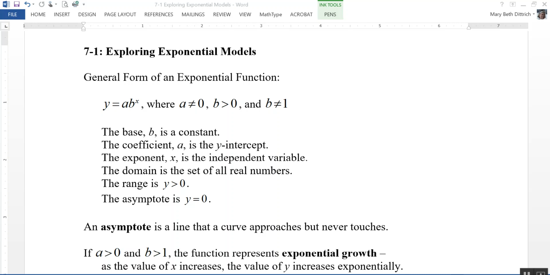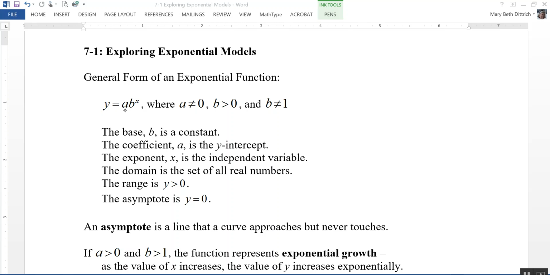Section 7.1 is on exploring exponential models. The general form of an exponential function is as follows. Y equals a times b to the x, where a is not equal to 0, b is greater than 0, and b is not equal to 1.